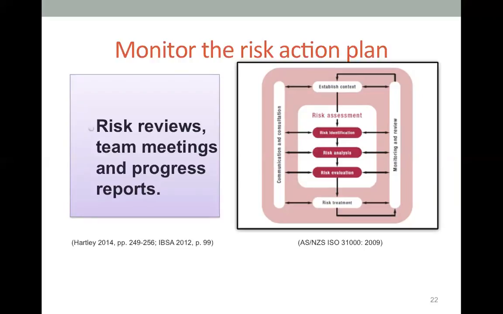How do we do that? Well, we review risks. Organizations do that. They organize regular meetings with the team. They organize regular communications, and they also organize progress reports or reviews of their risk action plan. They share the information, and they also get organized to solve the critical issues when they manage the risk. So that's what they do to monitor the risk action plan.